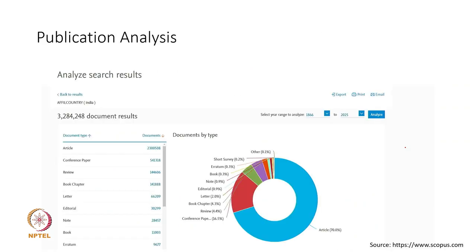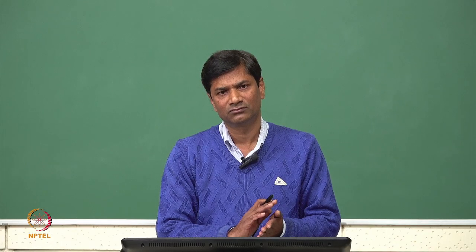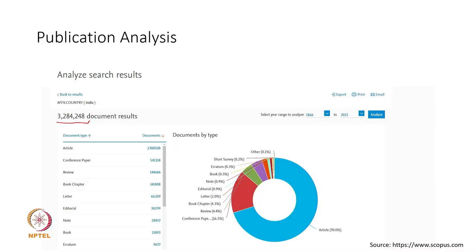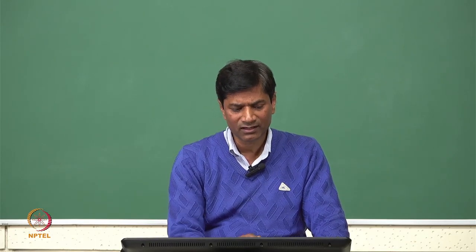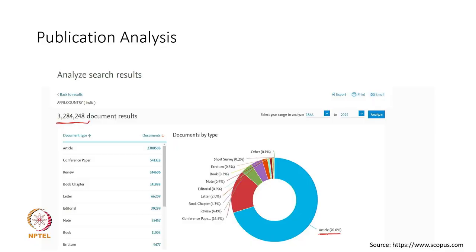Another is document type. If you want to see, out of the 3.2 million publications we found earlier, what are the different types of publication that appear, then we come to know the share of articles is 70%, followed by conference proceedings. Hence, using bibliometrics, we are analyzing the types of documents which appear in different subject areas and different forms of communication in the Scopus database during a particular period of time.